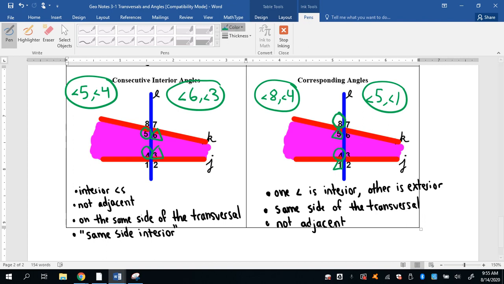I'm going to just change my color so it's a little easier to see. So my next shape I'll just use, how about a square? Yeah, that's fine. Angle 7 and angle 3 is another corresponding angle pair. And then 6 and 2. Angle 6 and angle 2, they're on the same side of the transversal. One is interior, one is exterior, but they are not adjacent.